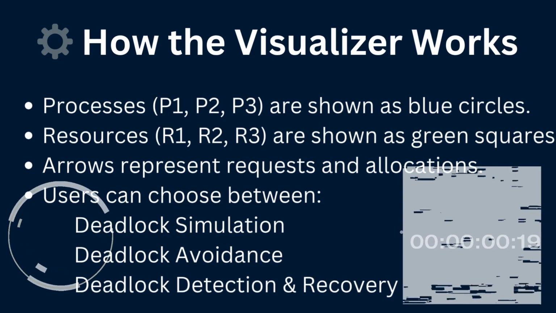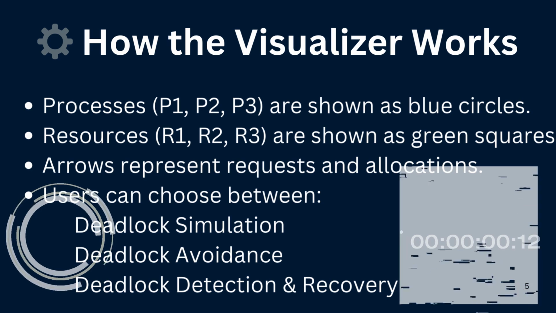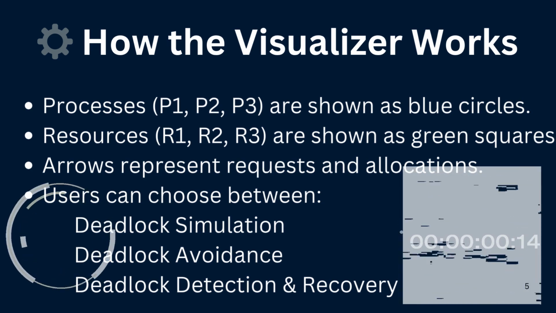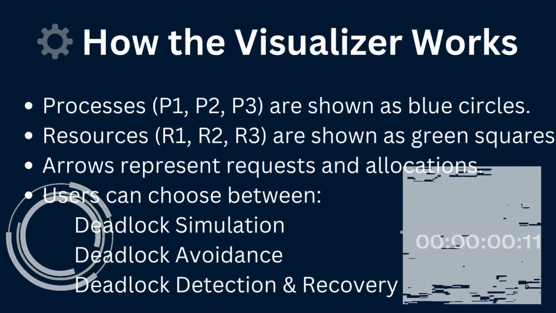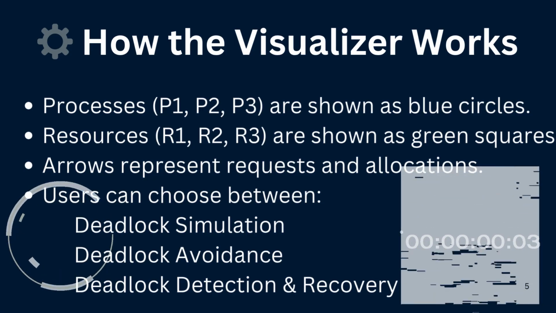In the avoidance mode, the banker's algorithm checks whether granting a resource keeps the system in a safe state. If safe, the resource is allocated. If not, the process waits until it becomes safe.